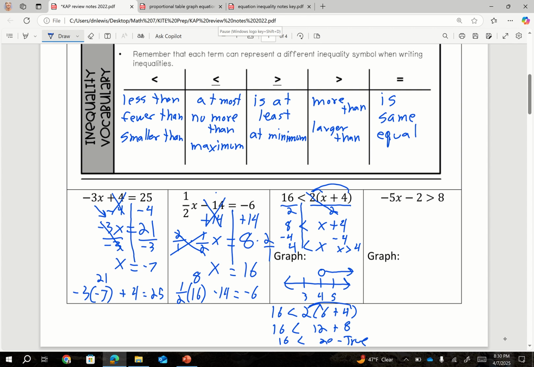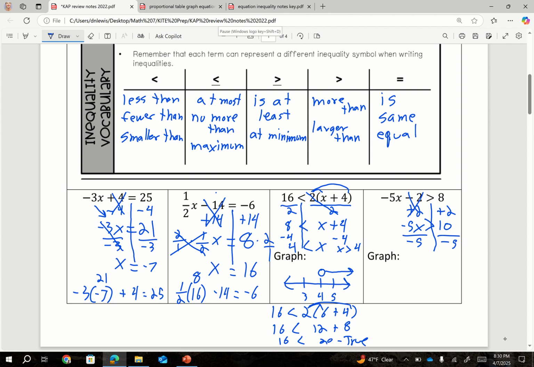All right, one more. Draw our line. Always start with minus or addition. So I've got a minus 2. I'll add 2. 8 plus 2 is 10. Bring down my sign. Bring down my negative. 5 times x. Opposite of negative 5 times x is divide by negative 5.